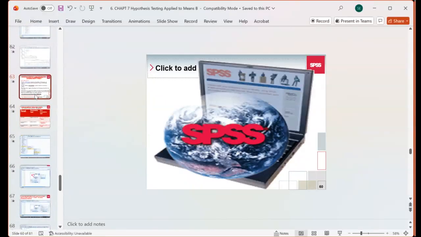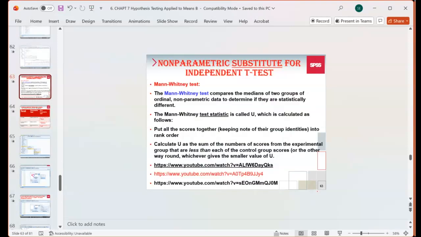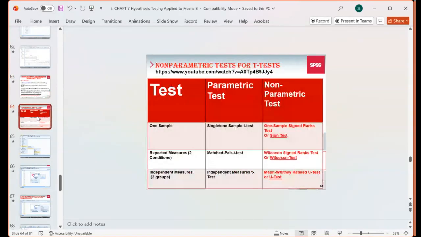Next, we're going to go over non-parametric tests for this test. Again, non-parametrics, we talked about them, and here's more description. And the one we're going to use for the independent measure t-test is called the Mann-Whitney ranked U-test, or just U-test. How do we do it?